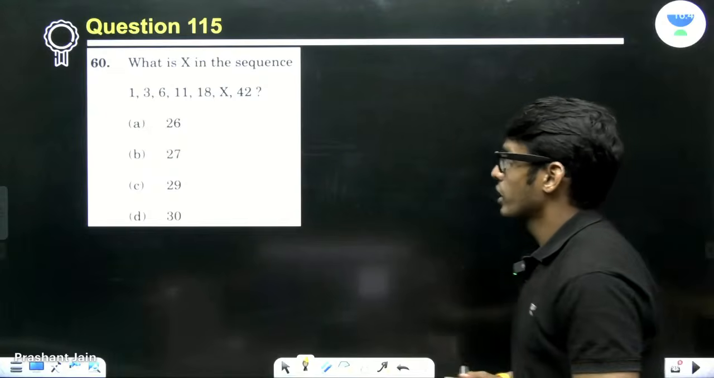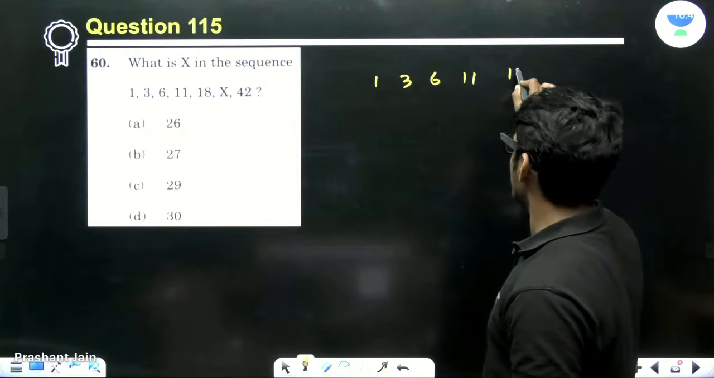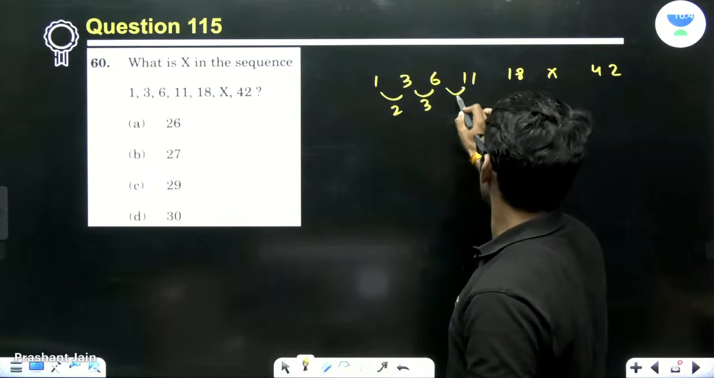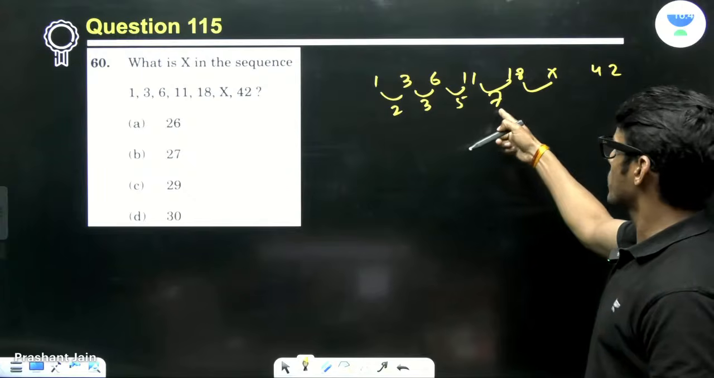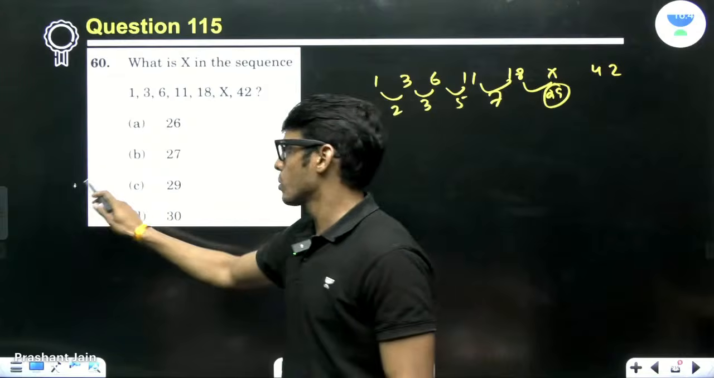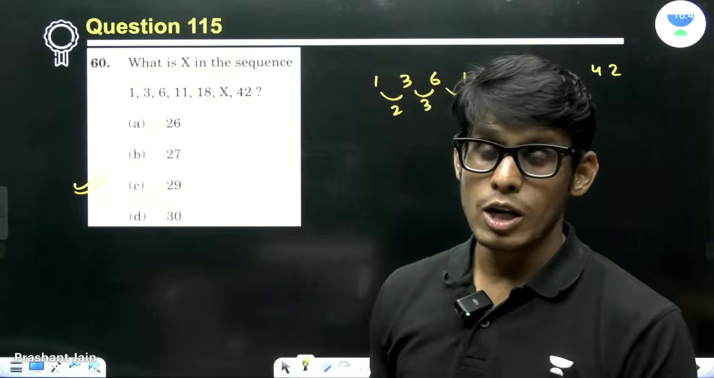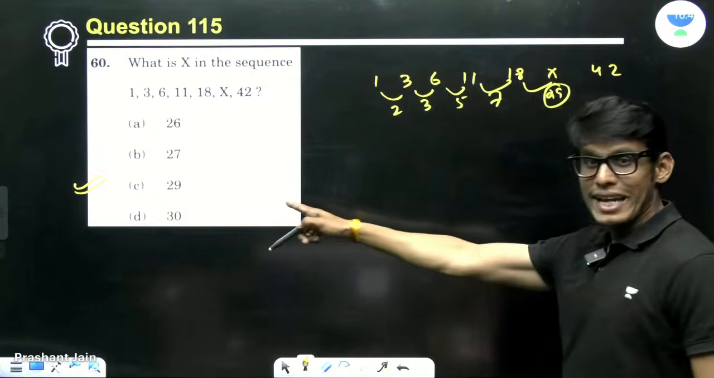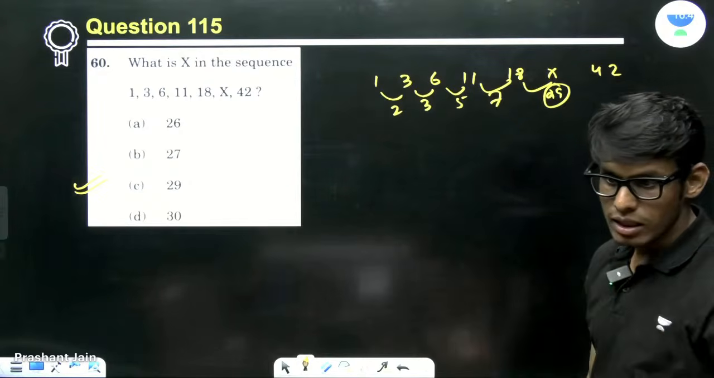Now, let's do it. Again, 1, 3, 6, 11. Whenever you see an increasing sequence, just try to do it like this: 2, 3, 5, 7. It's completely prime number logic, right? 2, 3, 5, 7, and then you have 11. So this will give 29. Highly doable problem. This is the fourth prime number problem that we are doing in this paper. So 29 is the correct answer.